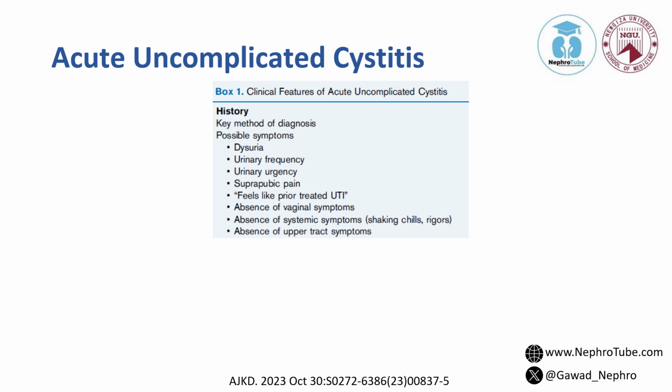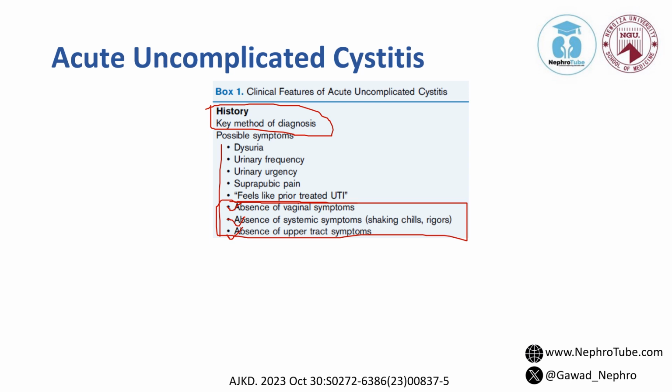The history in these cases is the key method for diagnosis, as we mentioned that in these cases we don't need to do a urine culture. You will find possible symptoms indicating cystitis: dysuria, which means burning sensation of urine, urine frequency, urgency, suprapubic pain. The patient says that it feels like a prior treated UTI, if the patient has a history of urinary tract infection, and in the absence of vaginal symptoms, systemic symptoms, and upper urinary tract symptoms, because this will put the patient in another category and you have to do a urine culture.